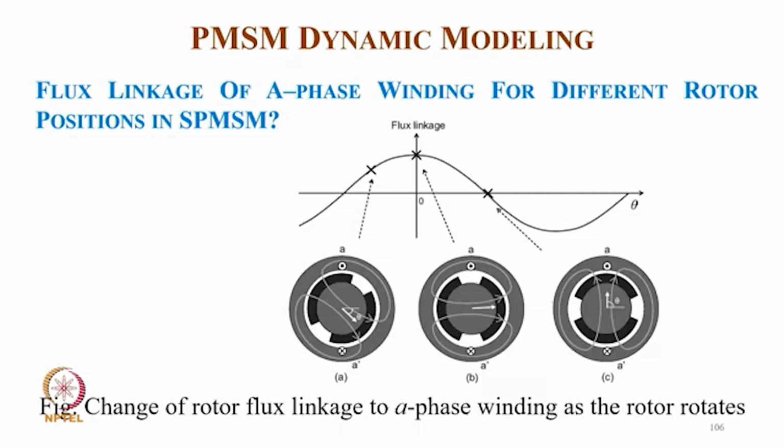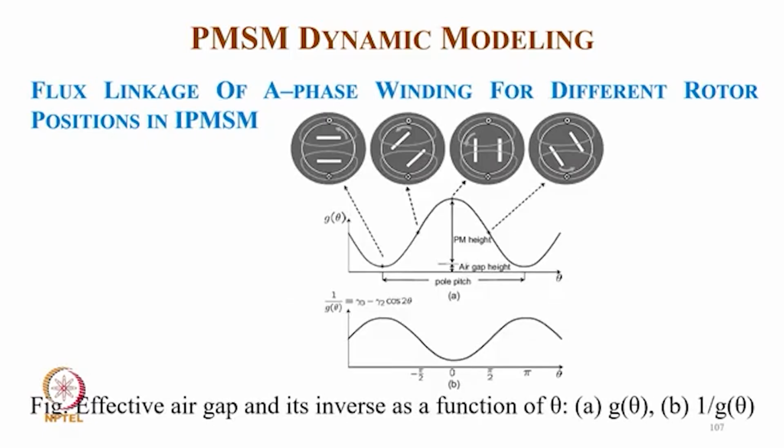So typically now coming to the flux linkage of a phase winding for different rotor positions, as you can see here how the flux varies with theta, and the effective air gap g(θ) and its inverse function, 1/g(θ), as well.